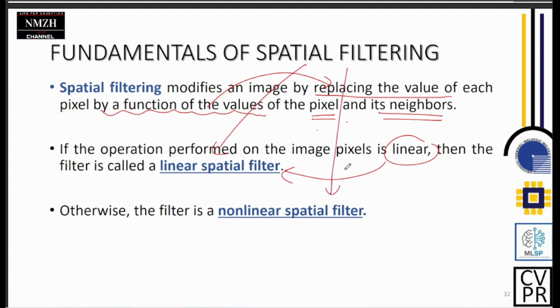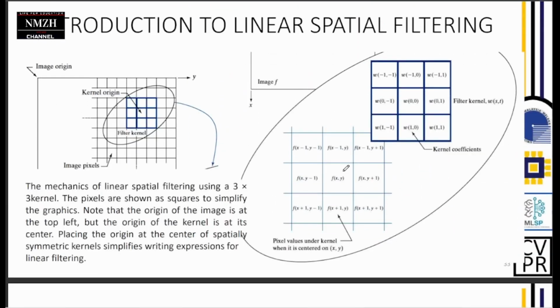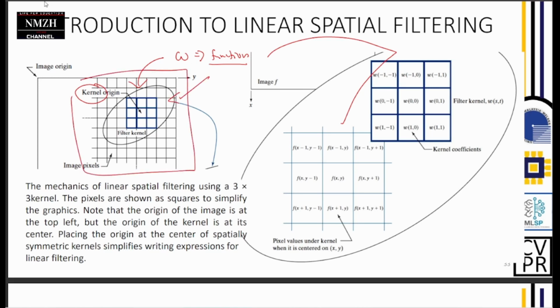At the end of the day, the majority of what we discuss in this video will be linear spatial filters. So a bit of introduction to linear spatial filtering. First of all, there is a kernel, which is called W, omega here. It is a function that is the inner product of these two, so the kernel multiplied by the image itself.